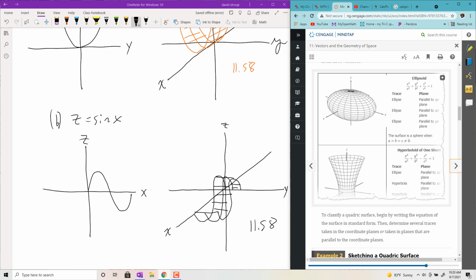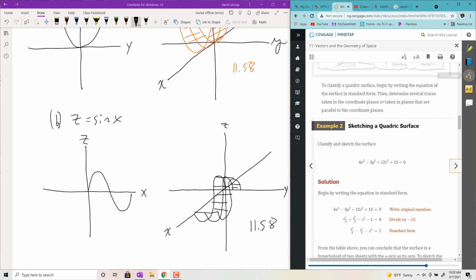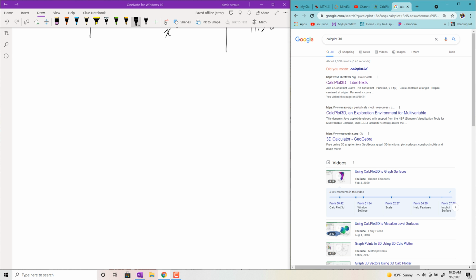So what you'll do is kind of a trace-by-trace analysis. You'll see what it is in the xy plane, see what it is in the yz plane, see what it is in the other plane, and then you kind of piece it together, and it's forced to have a certain shape. Okay.